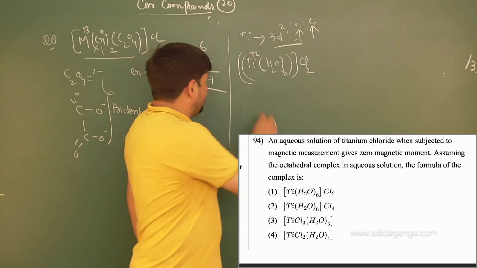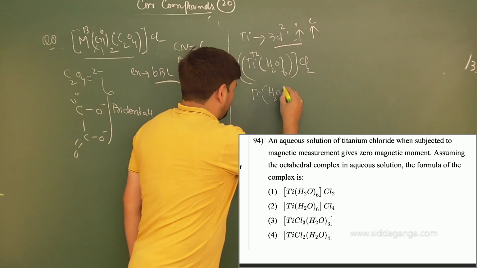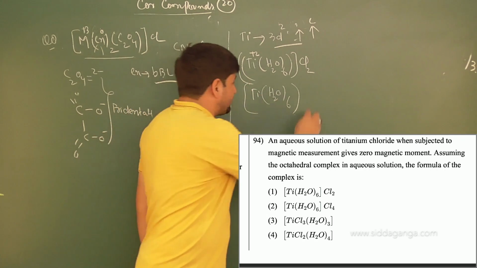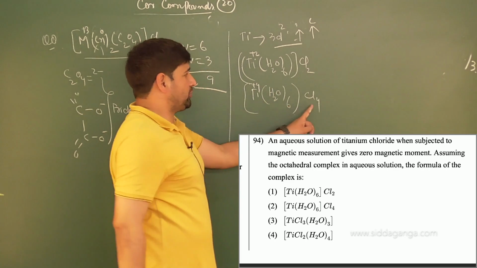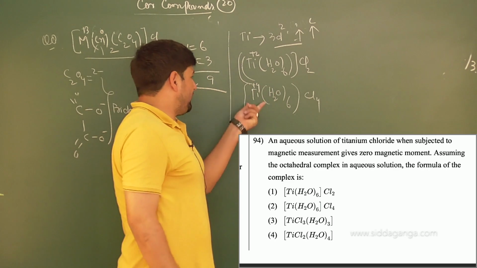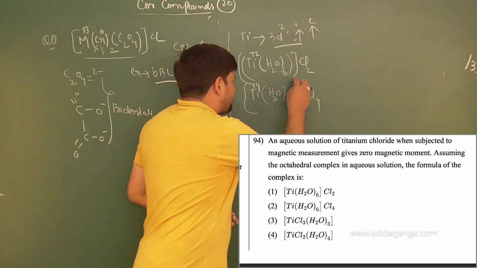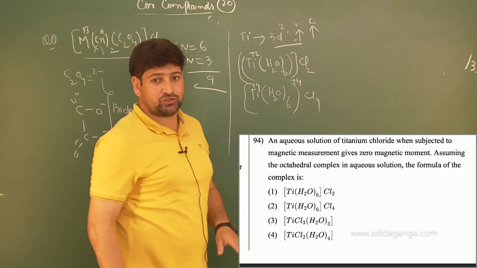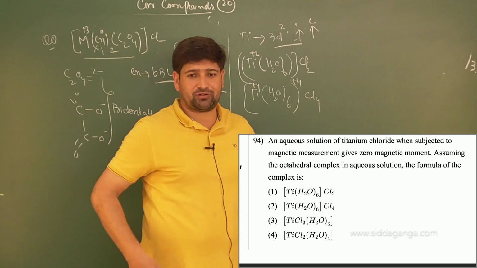The second one is Ti(H2O)6 and outside there is Cl4. Titanium will have to lose 4 electrons here to counteract these chlorines. So when it is losing the 4 electrons, for the chlorines to gain, this complex will be +4. So 2 electrons from s and 2 from d will be lost. So there will be no electron in d at all. Thus, magnetic moment will be 0 because there is no unpaired electron.